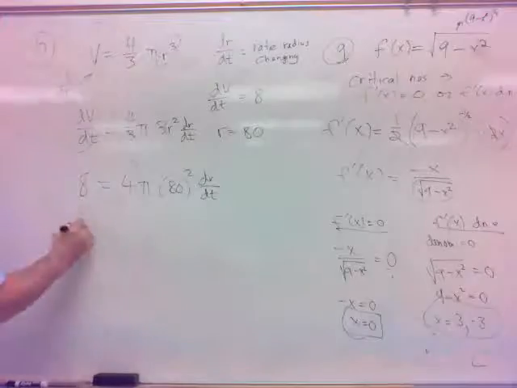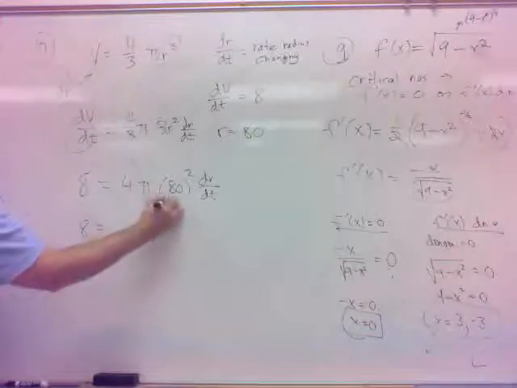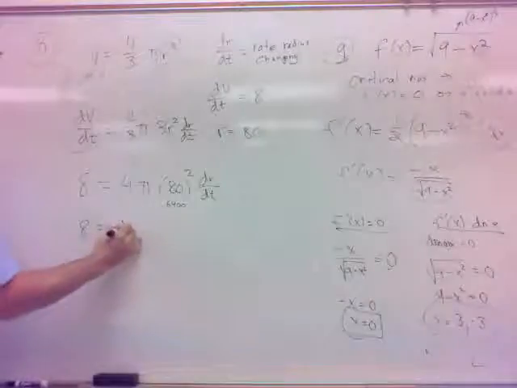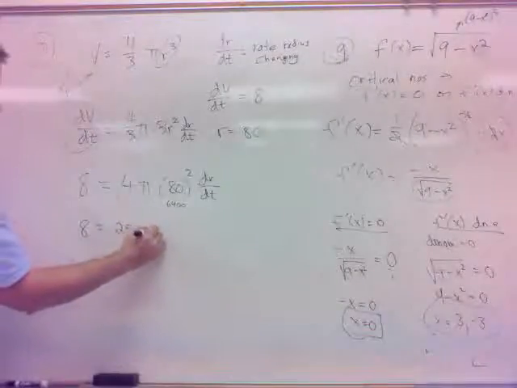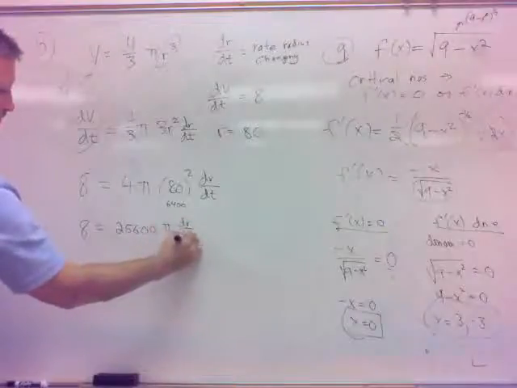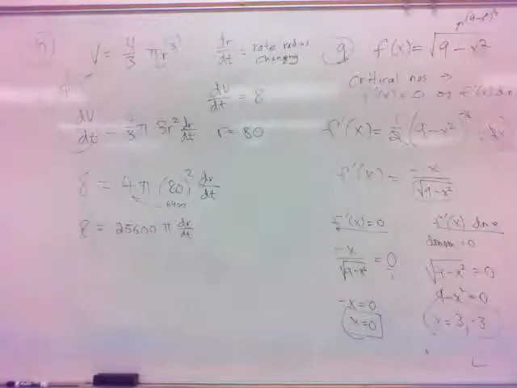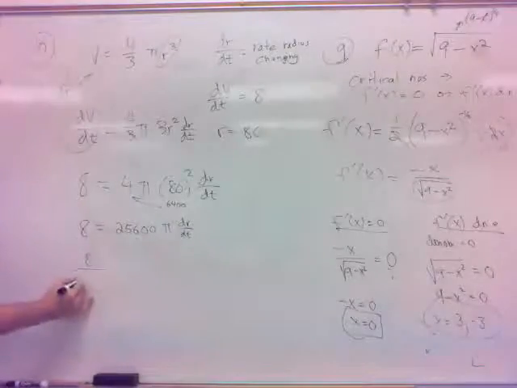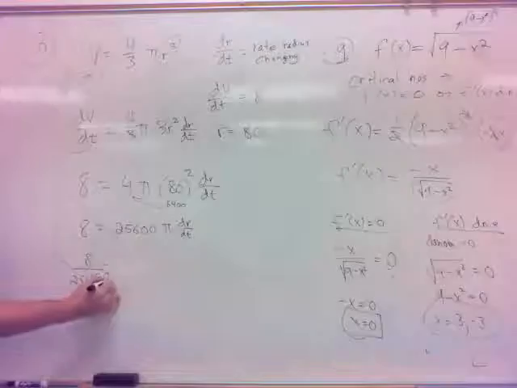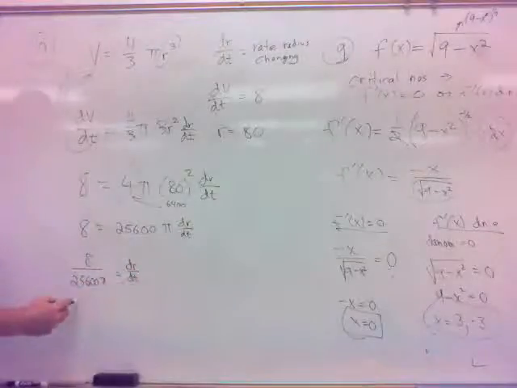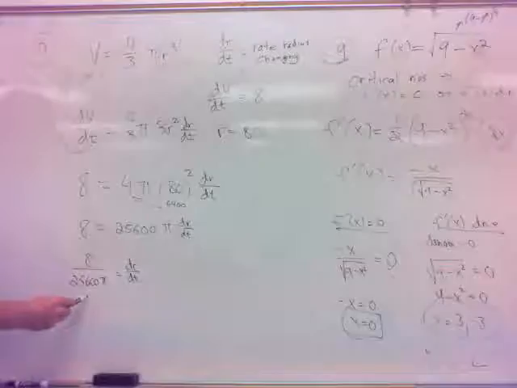So it looks like 8 equals, that'd be 6,400, 4 times that was it 25,600? Multiply those two. Is that right? Okay. So it looks like 8 divided by 25,600 pi is dr/dt. Not much of an increase going on there, is it? Slowly but surely.